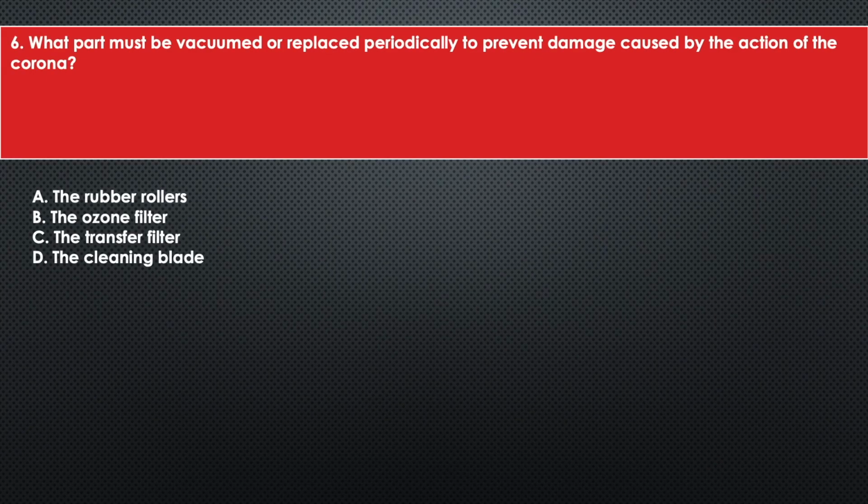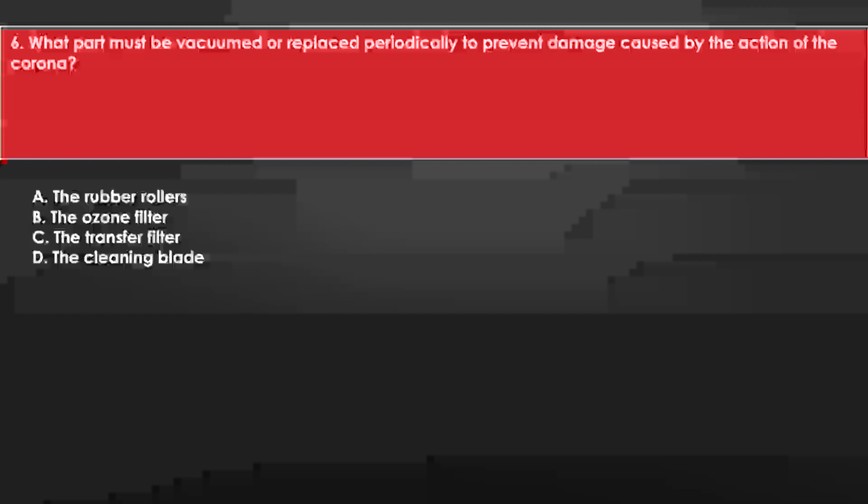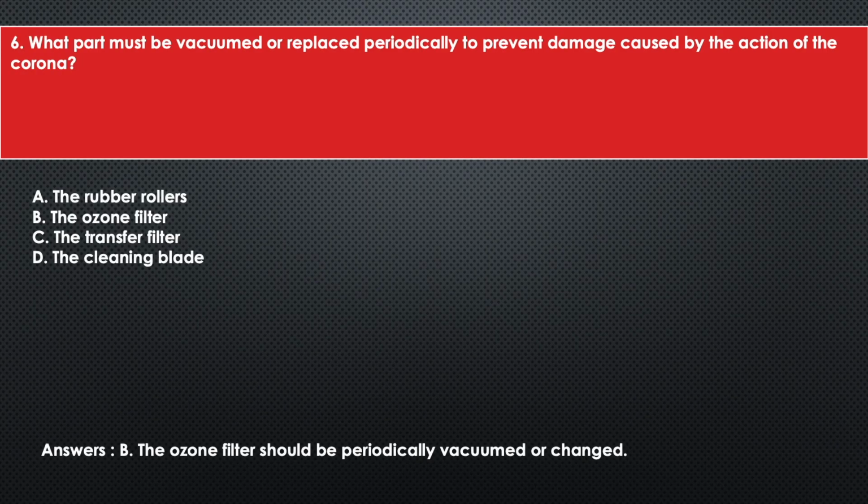6. What part must be vacuumed or replaced periodically to prevent damage caused by the action of the corona? A. The rubber rollers. B. The ozone filter. C. The transfer filter. D. The cleaning blade. Answers: B. The ozone filter should be periodically vacuumed or changed.